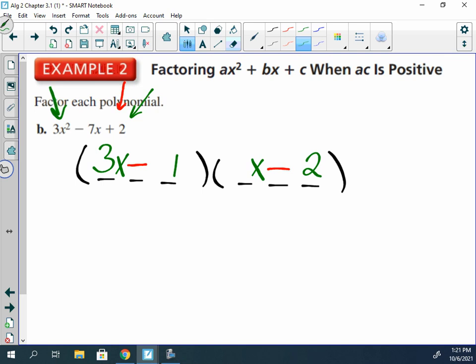Now 2, again, is prime. The only things that multiply together to be 2 are 1 and 2, yes? We good with this so far? Yes. Now we just need to check.